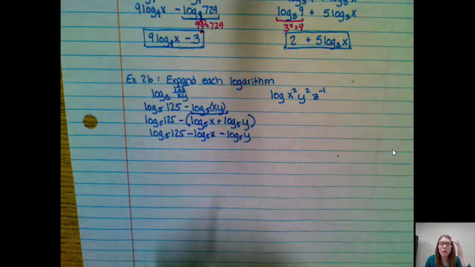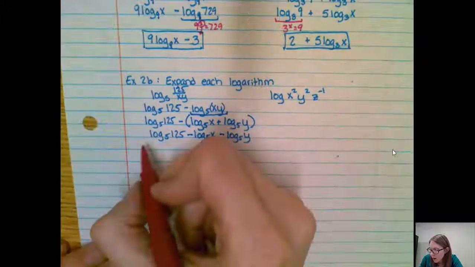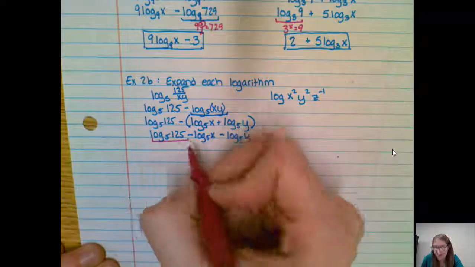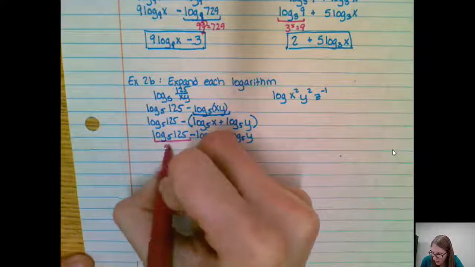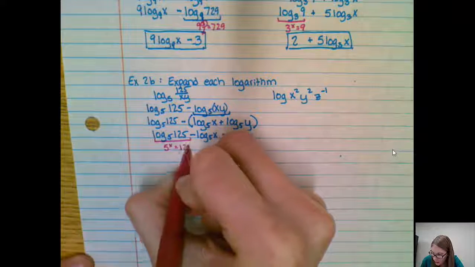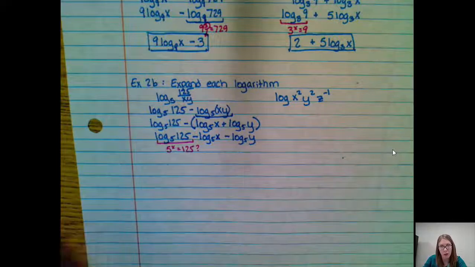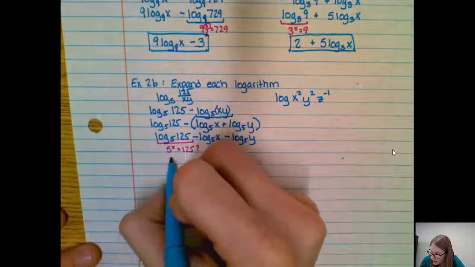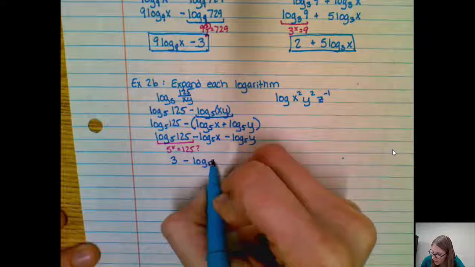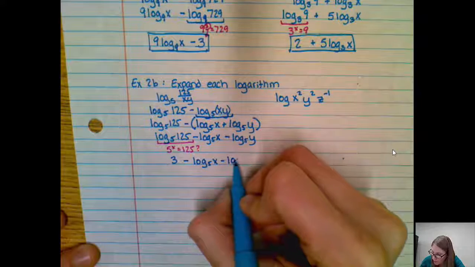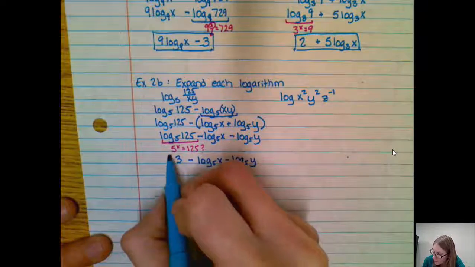From here, we're super close to being done. The only last bit that we can do, look at our numbers here. Log base 5 of 125 means 5 to what power is 125? Well, 5 to the third power is 125. That works out nicely. So this becomes 3 minus the log base 5 of x minus the log base 5 of y. And that would be our final answer here.